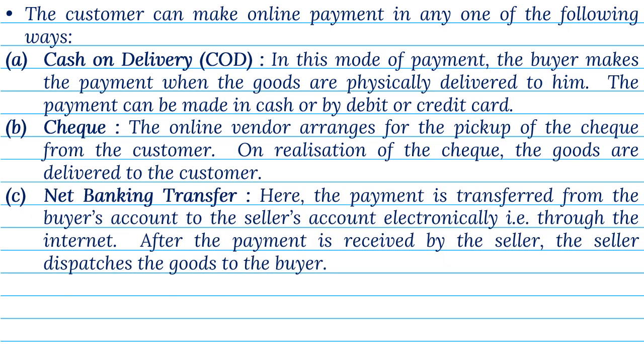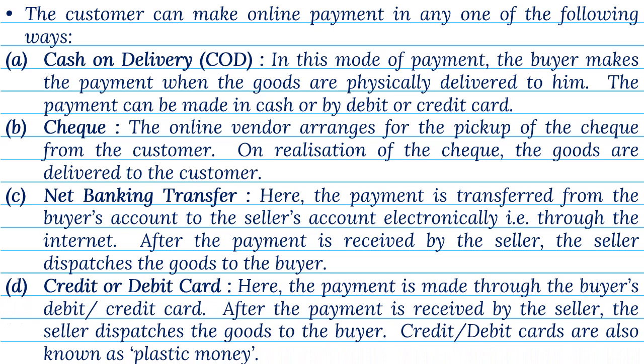C. Net banking transfer. Here, the payment is transferred from the buyer's account to the seller's account electronically, that is, through the internet. After the payment is received, the seller dispatches the goods to the buyer. D. Credit or debit card. Here, the payment is made through the buyer's debit or credit card. After the payment is received, the seller dispatches the goods to the buyer. Credit or debit cards are also known as plastic money.